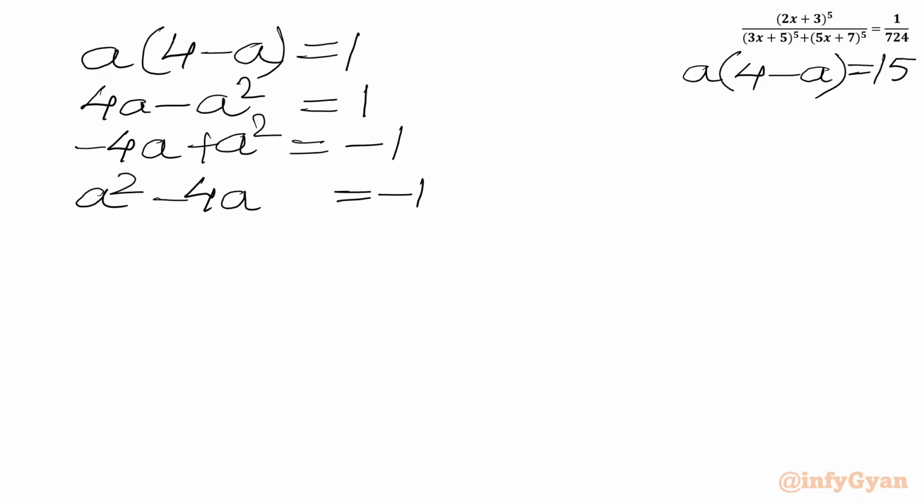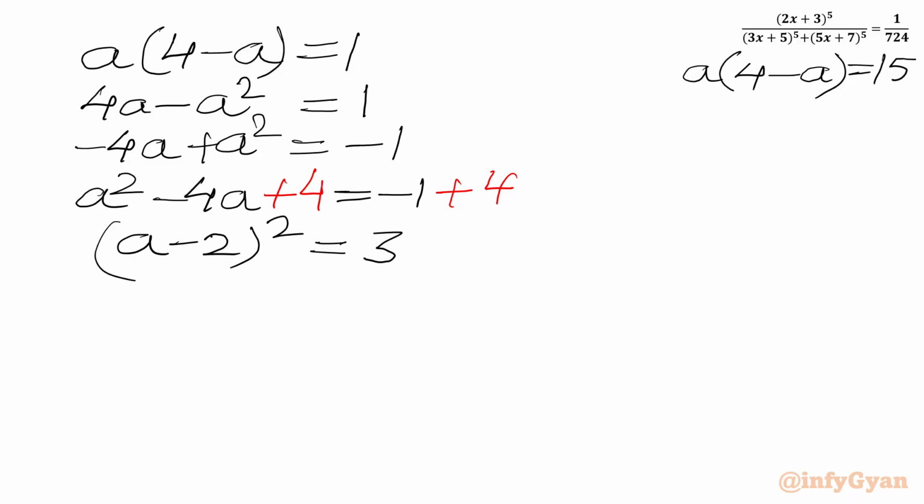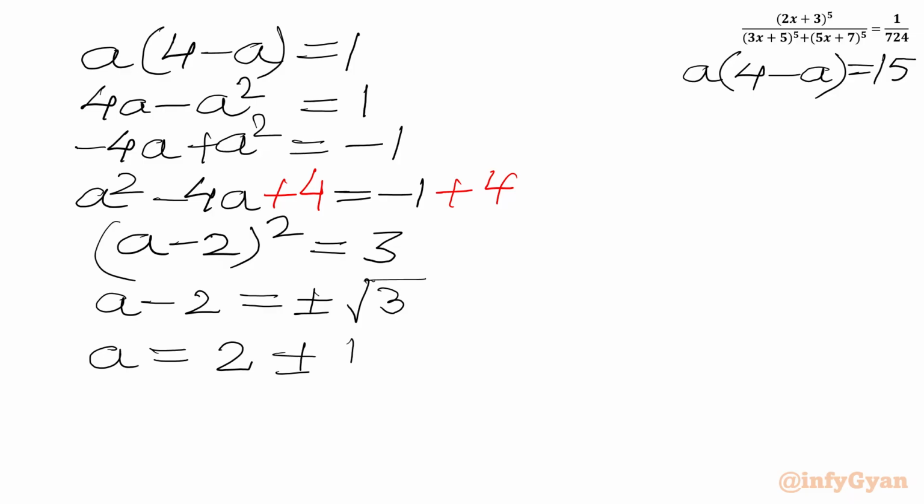Now we will add 4 to both sides. So plus 4, plus 4. The left hand side will give us one perfect square, (a minus 2) whole square, and the right hand side will give us 4 minus 1, which is 3. Now we will take square root on both sides. We will get a minus 2 equal to plus minus square root 3. Add 2 to both sides. We will get two real values of a, 2 plus minus square root 3.